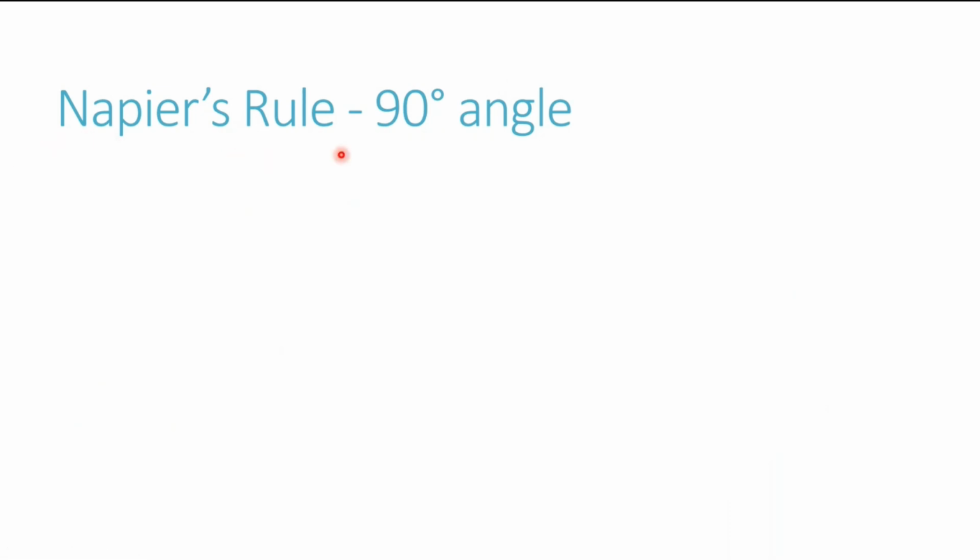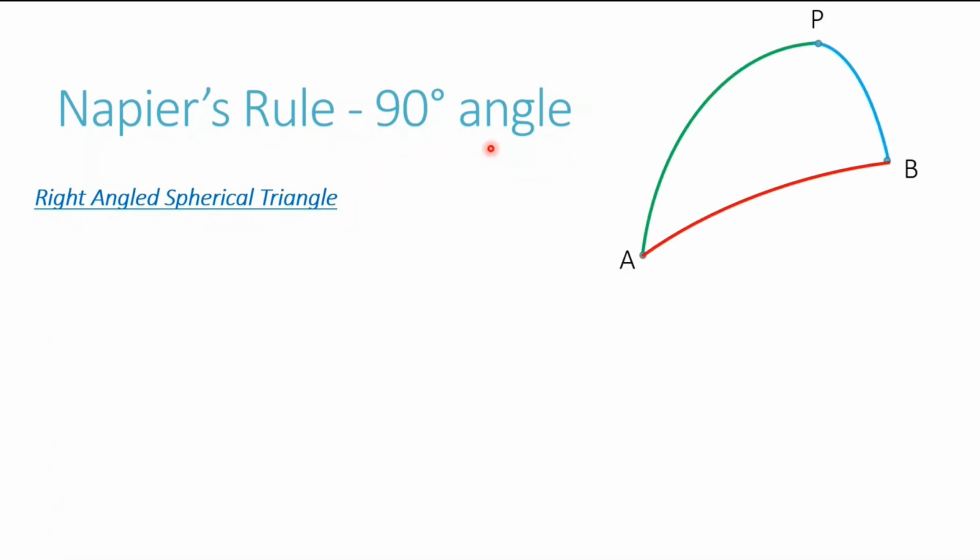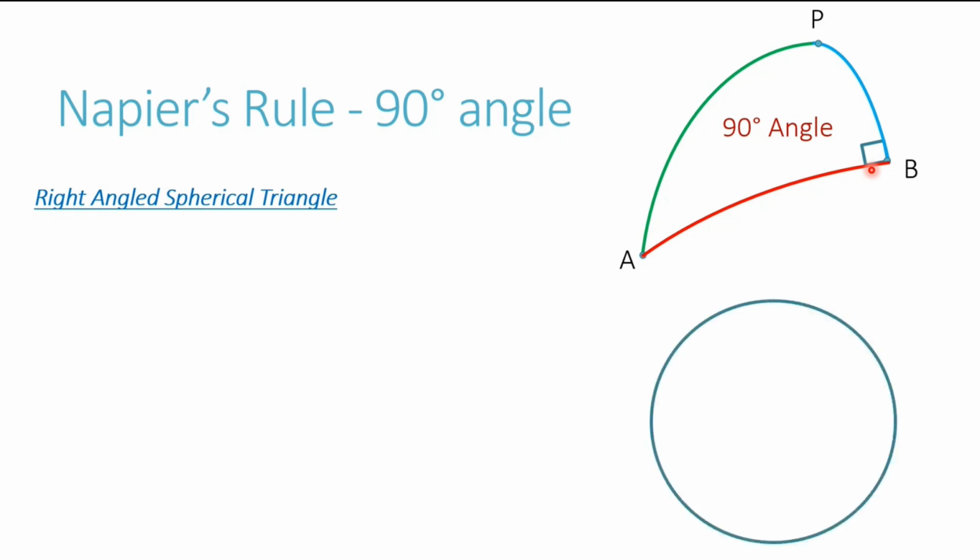Let's now see the application of Napier's rule. First, we will see the application of Napier's rule in a spherical triangle having a right angle, or a 90-degree angle. Now we have the PAB triangle on the screen, and we can see that angle B of this triangle is a 90-degree angle. Now to apply Napier's rule, we first make a circular diagram, and this circular diagram is known as a cartwheel.